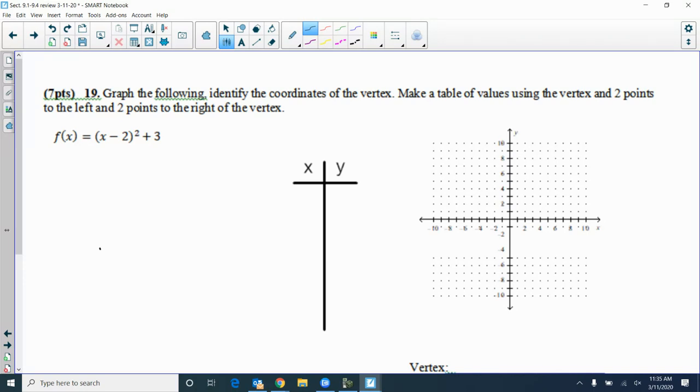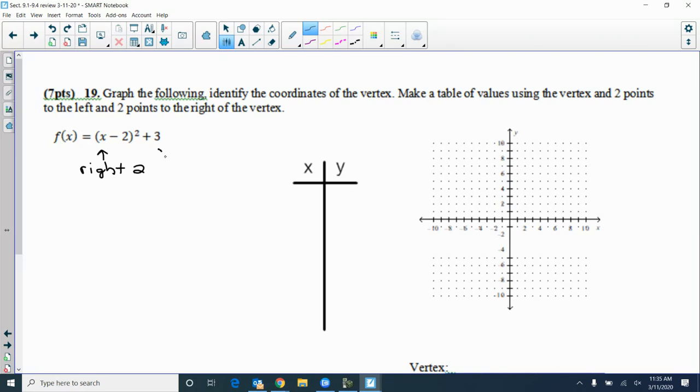It says graph the following, identify the coordinates of the vertex. You should tell me the vertex just by looking at this, just how it moves. You remember how this moves in terms of right and left or up or down? The x minus 2 in parentheses does one thing. It moves it right 2. Okay, this is the one where it's the opposite. Like if it's a minus, it moves it right. If it's a plus, it moves it left.